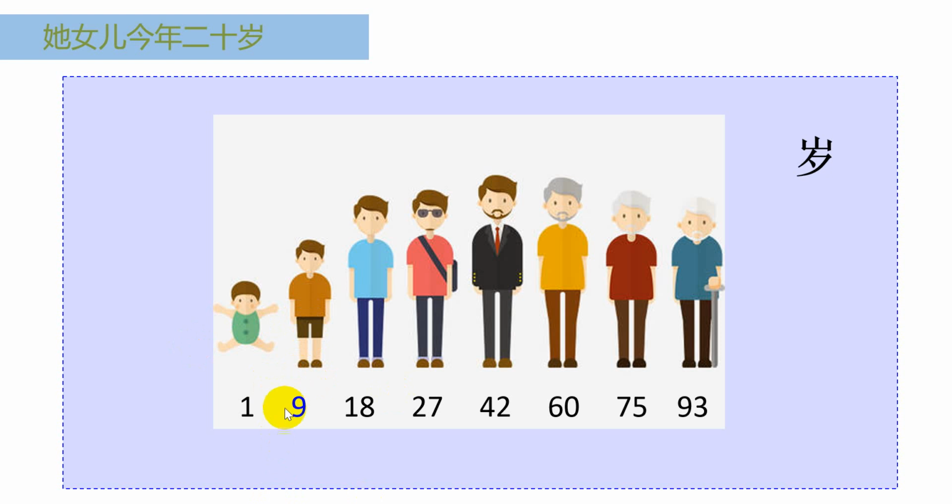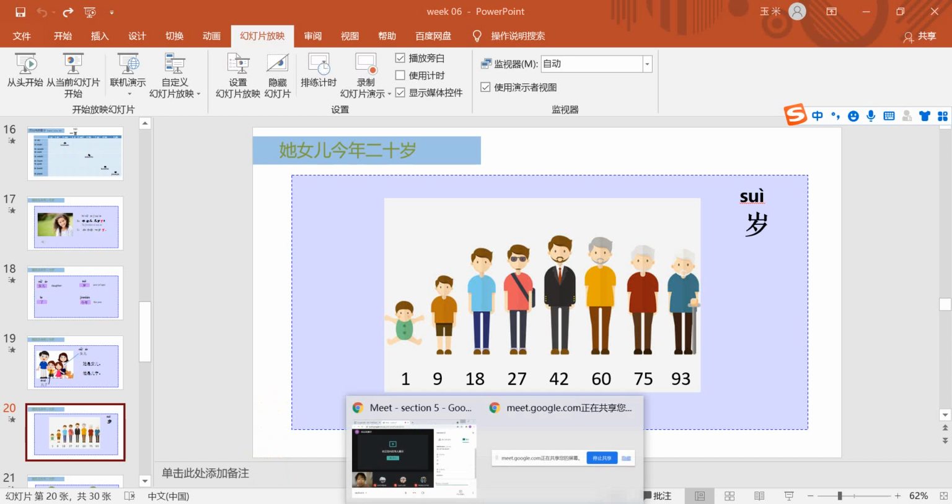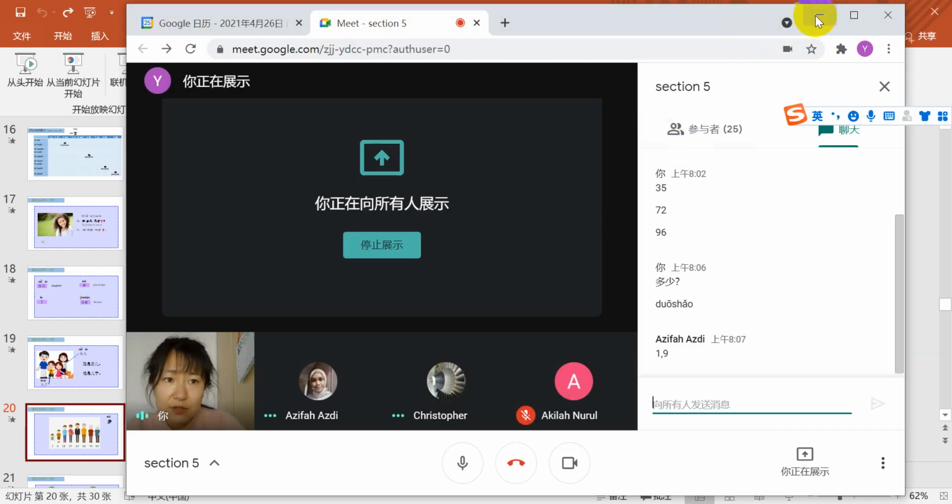Now we can try to ask him together. If you want to know his age, we say 你几岁了? 那一起说你几岁了? 你几岁了？Yes. For his age, we say 我9岁了. 那一起说我9岁了. 我9岁了。Yes, 9 years old. This is what we learned last week.